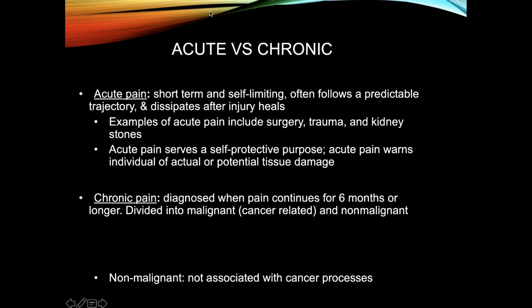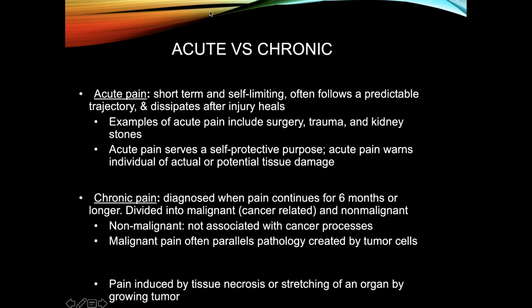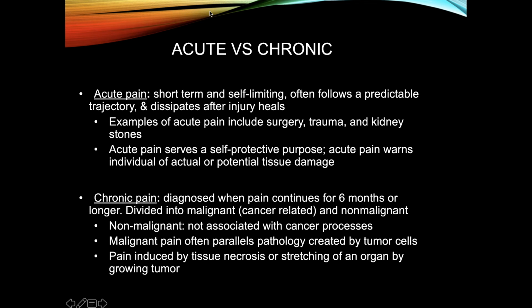Chronic pain, this is when we've got pain going on for longer than 6 months, and it's divided into malignant and non-malignant. Malignant being cancer-related pain and the non-malignant being processes that are not associated with cancer.